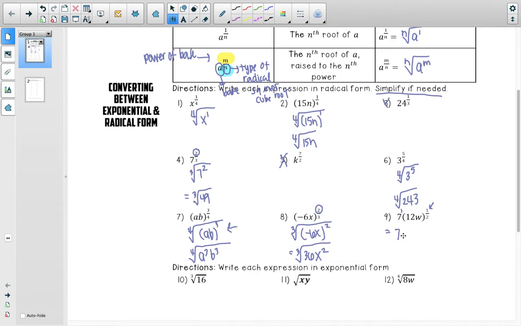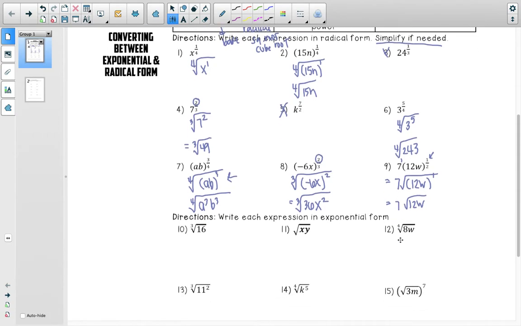So we're just going to leave it sit out. It's actually going to sit outside the radical. And then we're going to put the 12w to the first power, and it's a square root. So that's what it looks like. There's nothing that you write here. Just to clean it up, it really would be something like this. It's exactly the same as what we just wrote.